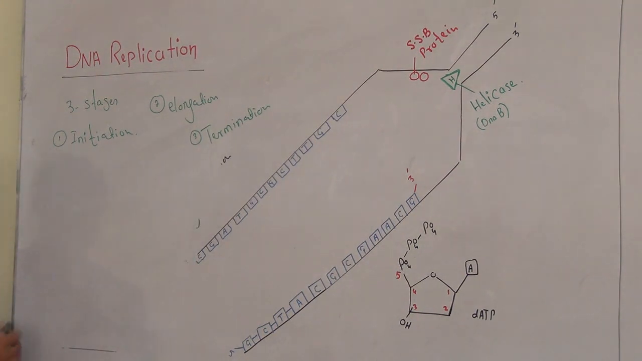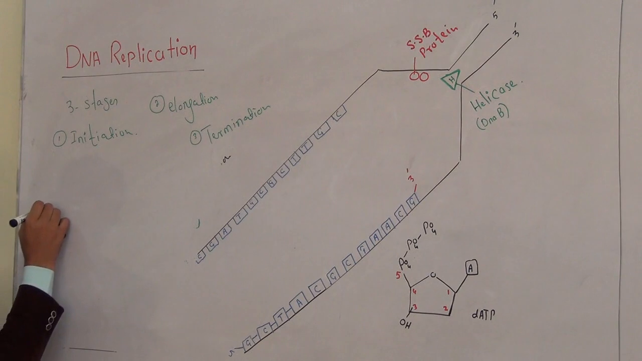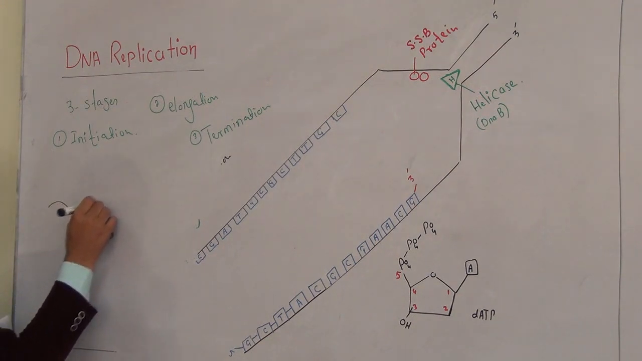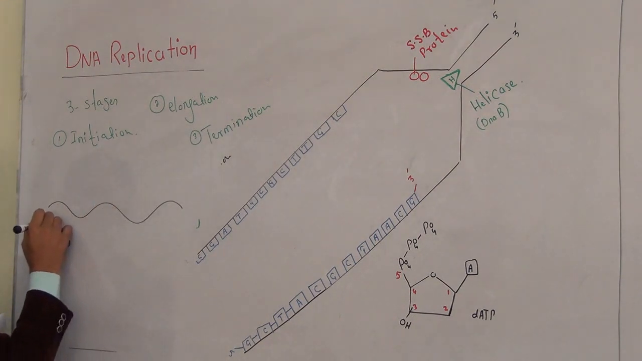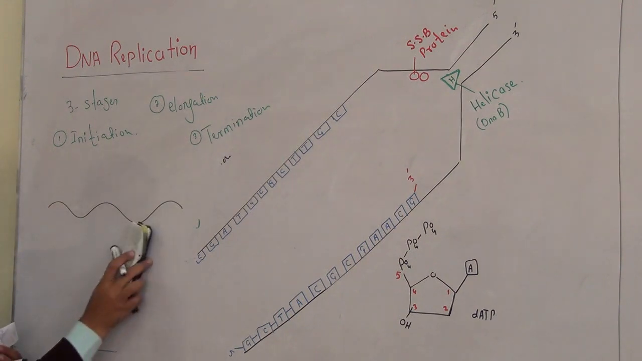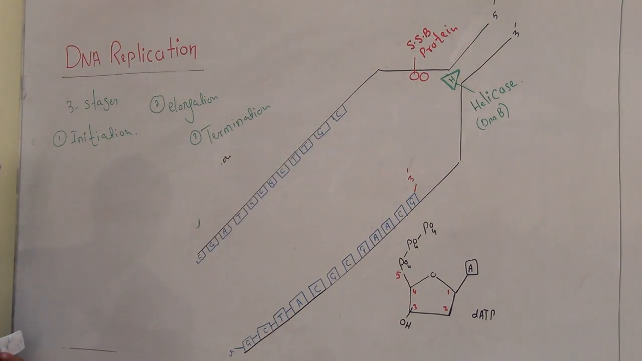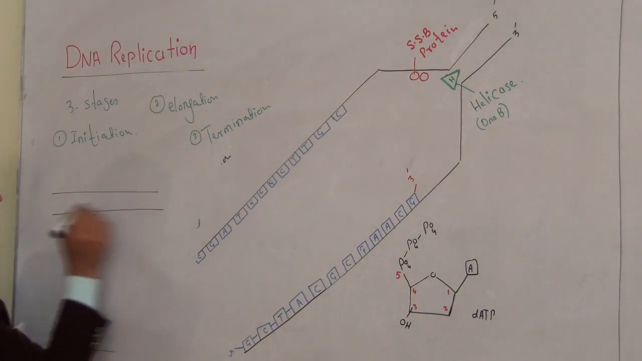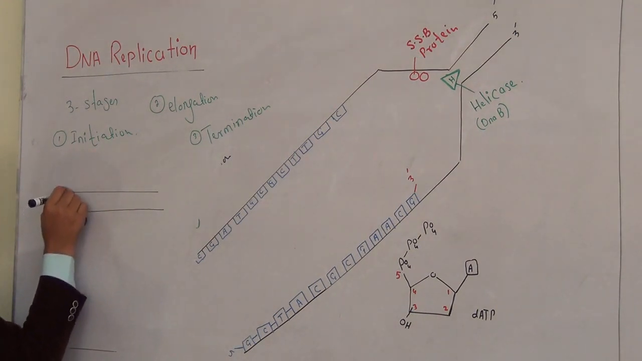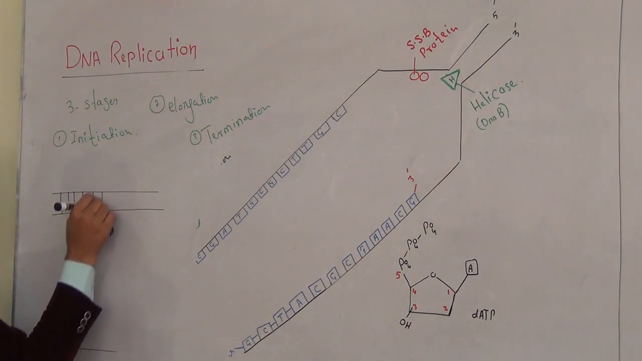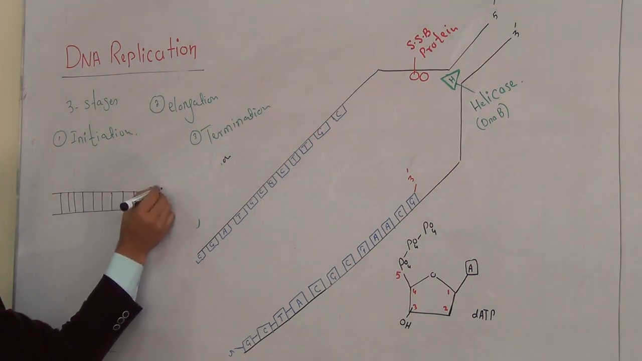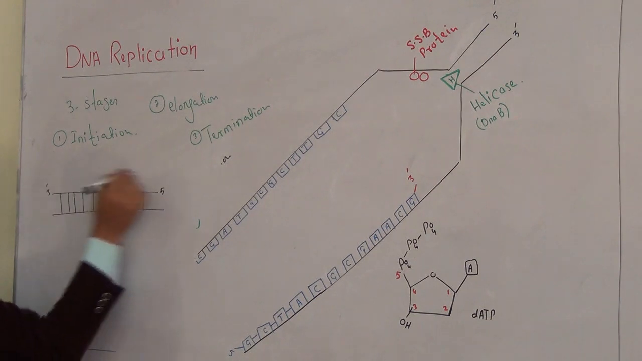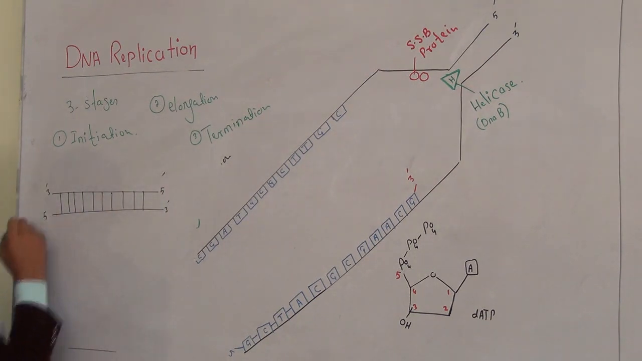Let's suppose this is the DNA. If I write just straight lines, it will be better. One line and two lines, right? These are the nitrogenous bases that are attached with each other. Okay, this is DNA: 5 prime, 3 prime, 3 prime and 5 prime.